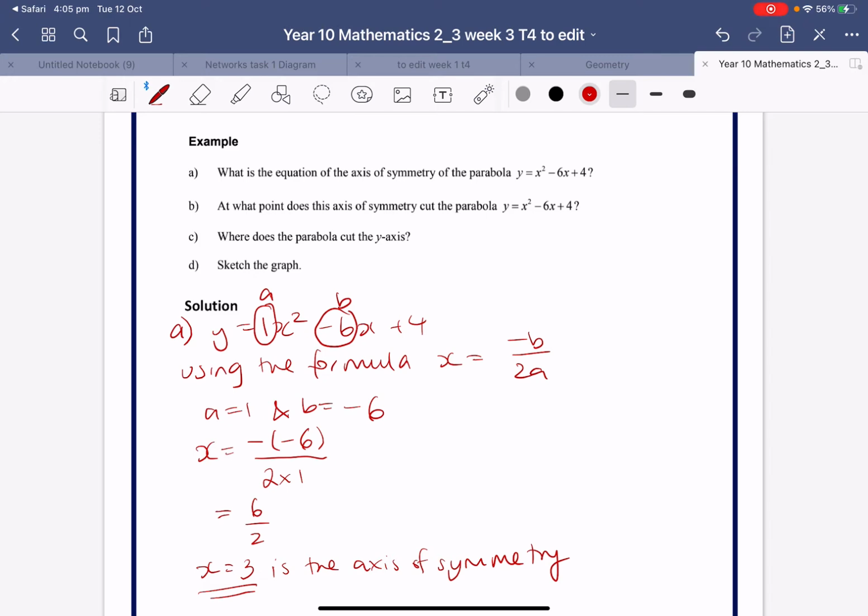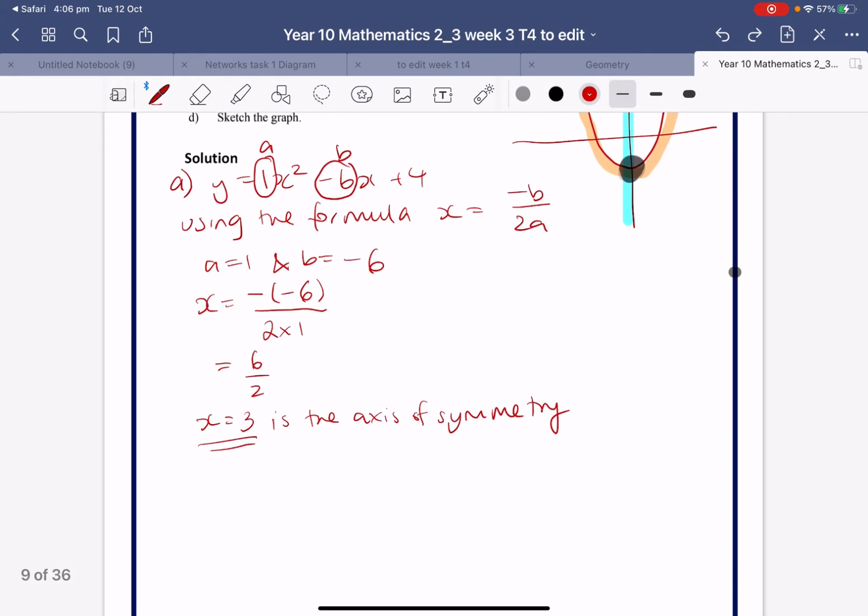Now let's think about this. If I was to just draw a parabola, and our axis of symmetry is going to be right down the middle, where is it going to cross that parabola? Well, it's going to cross right here, which is your vertex. So part B is just a different way of saying what's the vertex.